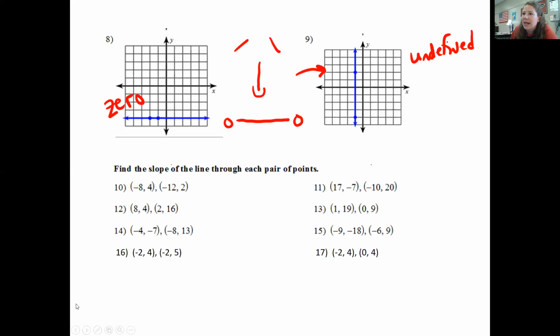All right, so let me show you 2 examples. We're not going to do all these, but if you have 2 points and you want to find the slope, you're going to remember, oh, I almost wrote that wrong. Let me get rid of that.